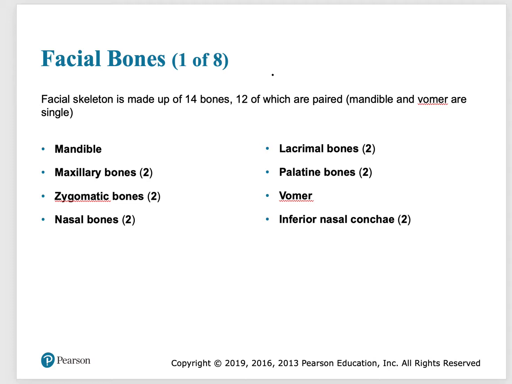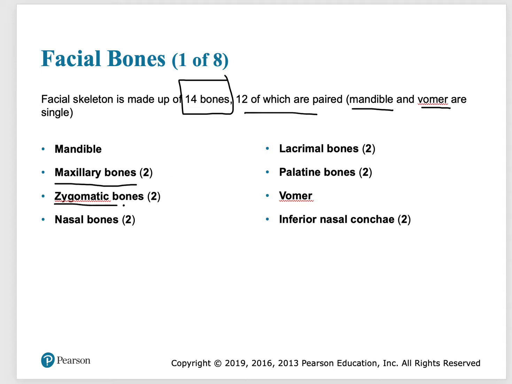So the cranium is made up of 8 bones, and the facial bones are made up of 14 bones, 12 of which are paired. The only ones that are single are going to be the mandible. Remember, that's your jawbone. And then your vomer, which is that little tiny bone, kind of posterior and inferior to the nasal bones. All right, mandible single. So maxillary, remember those, that's the bone that holds your top teeth and it's fused. So one on each side.